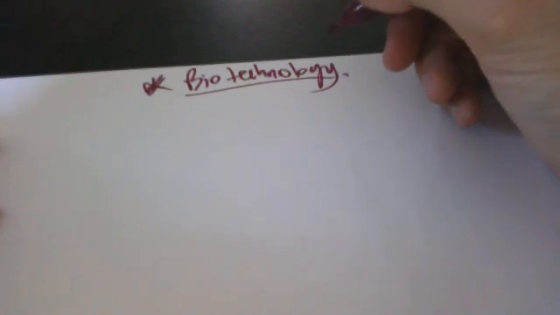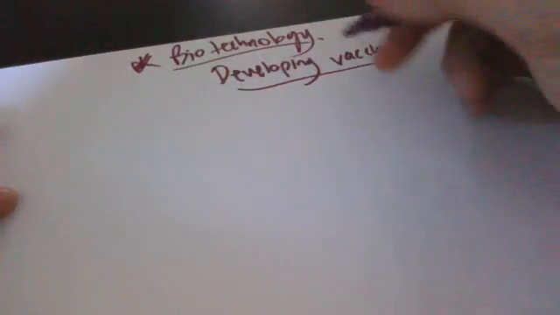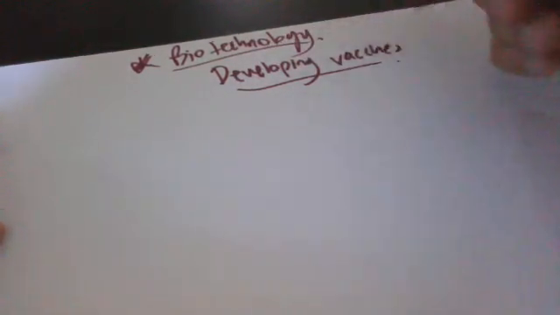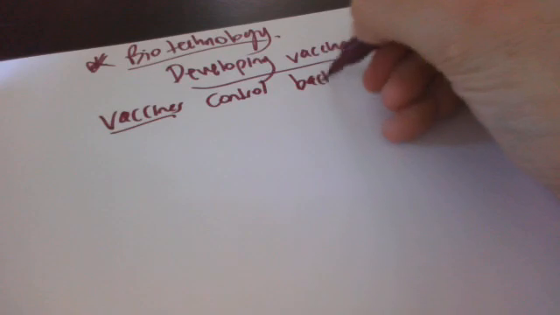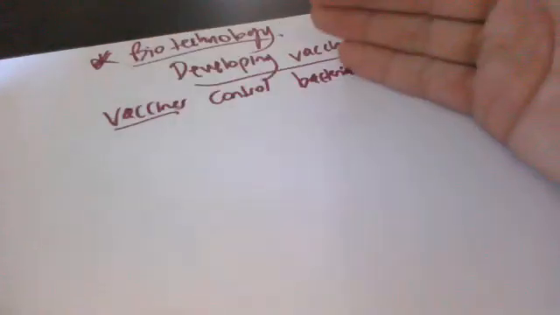Okay, so now let me actually get into the nitty-gritty of biotechnology. I'll talk about developing vaccines. Remember, vaccines basically control bacterial diseases, right? Such as the whooping cough or the flu vaccine, right? So vaccines control bacterial diseases, okay, like the whooping cough. And they work by causing your body to react, okay, as if it had been infected by a pathogen. And a pathogen is a disease-causing organism, right?